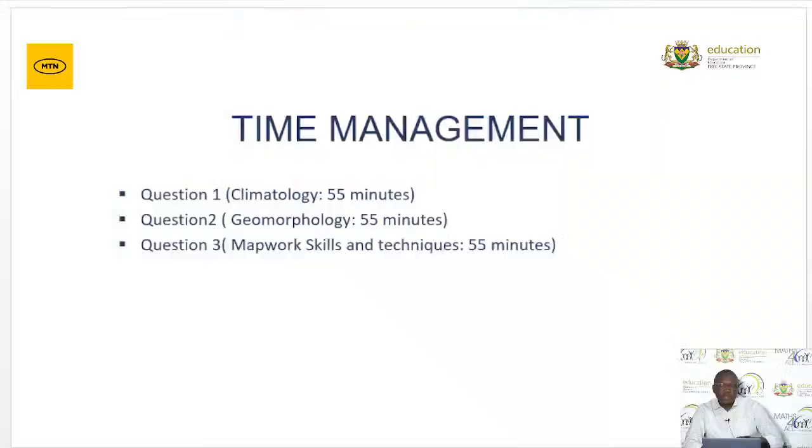How do you manage your time when you answer these questions? For question 1, for example, which is climatology, climate and weather, you can spend about 55 minutes so that at least you can cover everything in question 1. Remember, question 1 is out of 60. At least you must cover around 55 minutes.